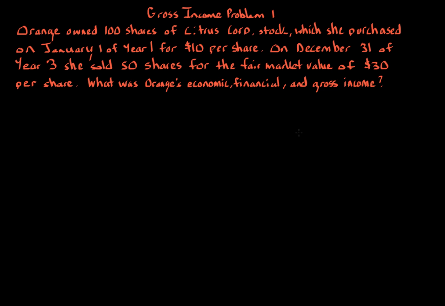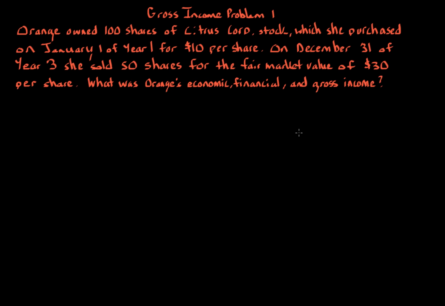So we're going to look at what is Orange's economic income, financial income, and gross income, and specifically I want to focus on years 1 and 3 in this problem. Now this problem deals with many things. We're talking about taxes, but to understand the definition of gross income specifically when it comes to taxes, we have to understand the difference between economic, financial, and tax gross income.